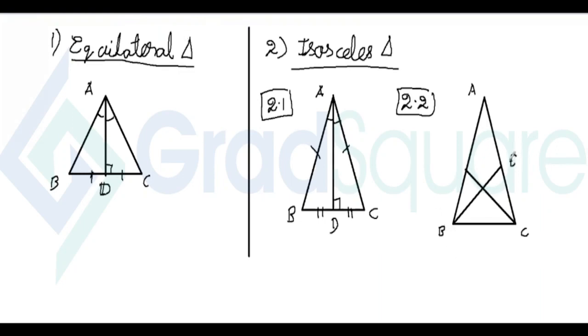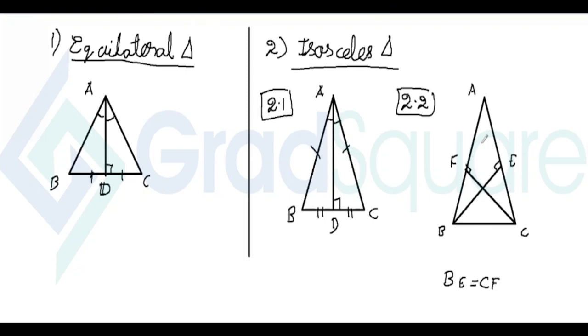Let me call these two altitudes BE and CF. Then the second speciality says that BE will be equal to CF. So the altitudes drawn from the base vertices of an isosceles triangle will be equal. Okay, that's the second speciality.